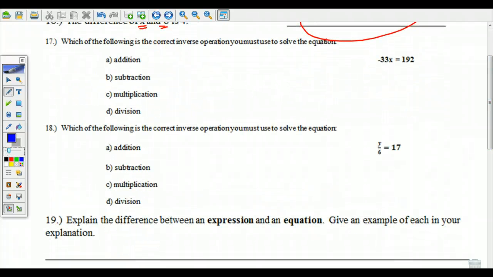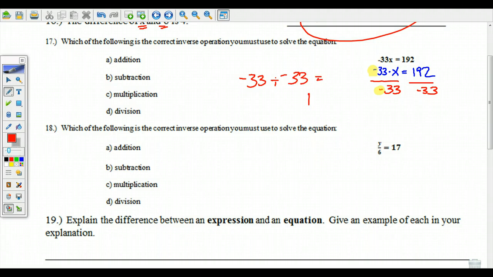For 17, all you have to do is look at solving this equation here. So it's negative 33 times x right now. To undo multiplication, the inverse of that is division. And keep in mind here, you have to divide by the negative sign as well. You have to divide by negative 33, because when you do that division, a negative divided by a negative is equal to positive 1, and we want positive 1x. So you actually had to do division in this one to solve it.